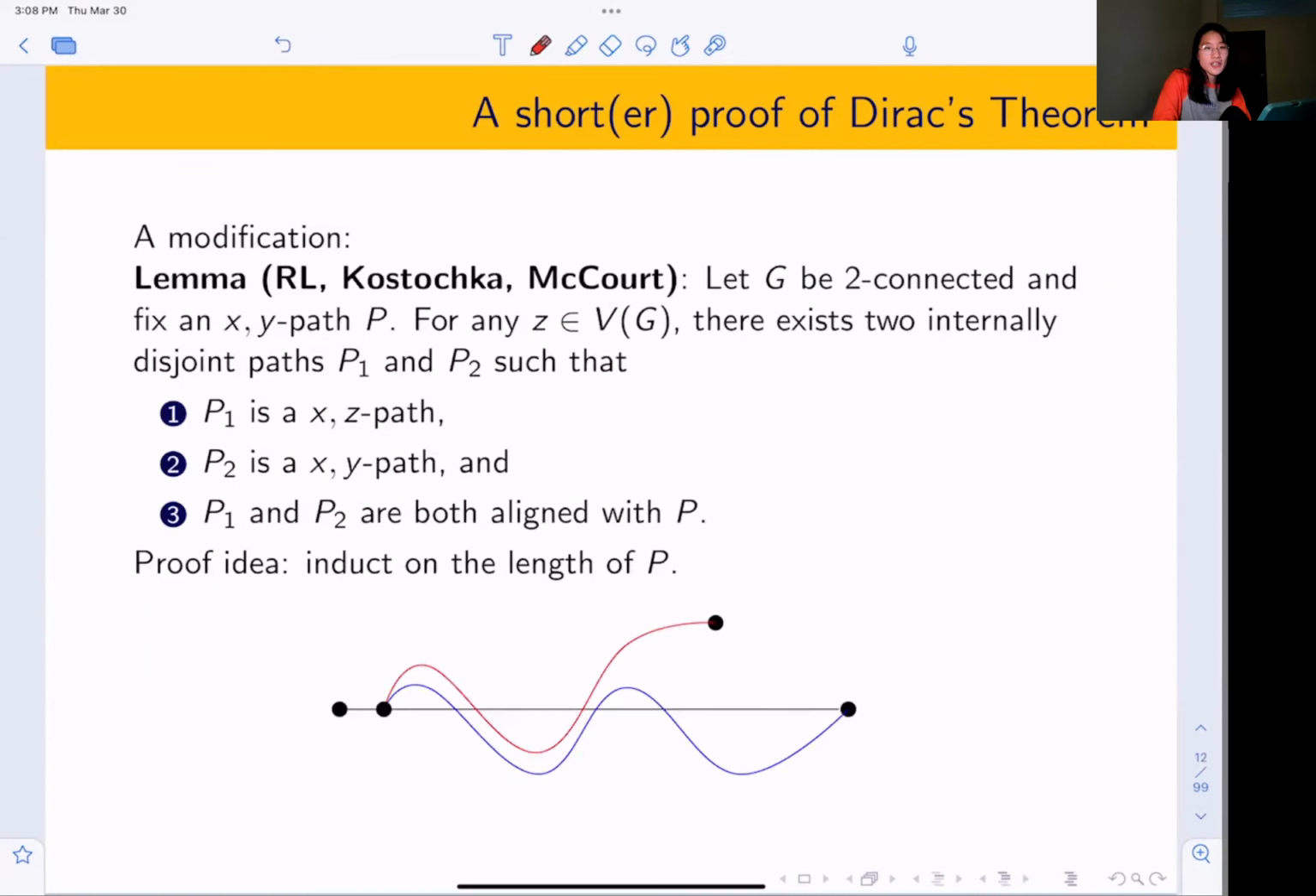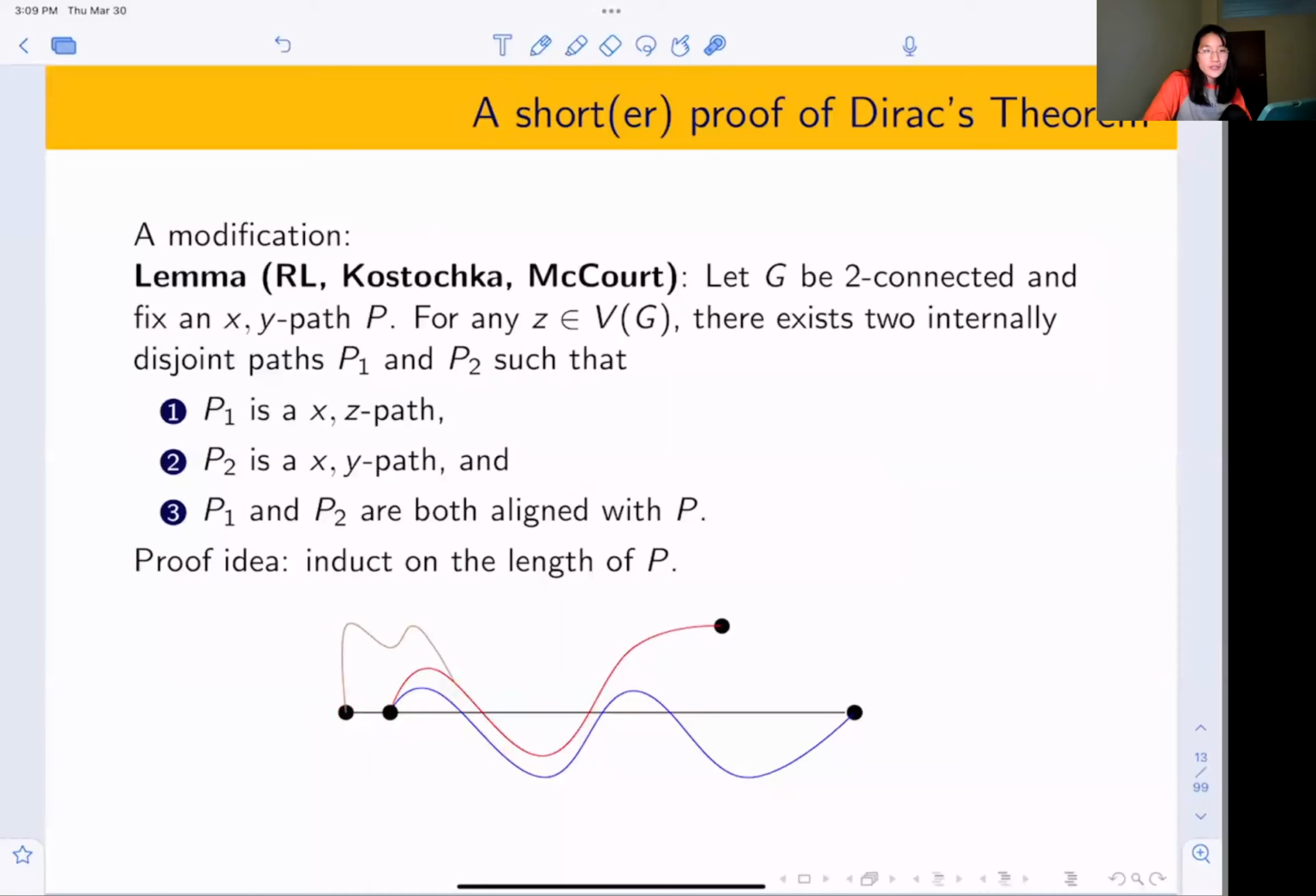So let's say we have this underlying path P, and then if we're doing induction, then we can look at the subpath starting at the second vertex going to the end. And then I find these two paths, P1 and P2. So what I would like to do then is to extend these paths to become paths starting at X instead of the second vertex. So I'm going to then use the property of two-connectedness. When I delete the second vertex here, I'm able to find a path starting from X to one of these three paths here, P1, P2, or the rest of P. And then we just consider cases.